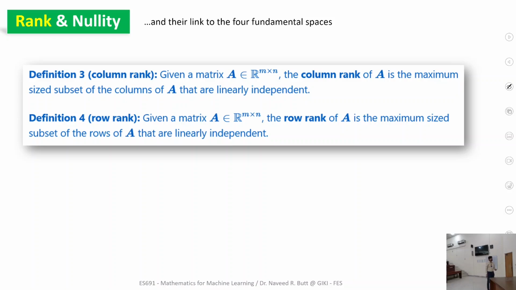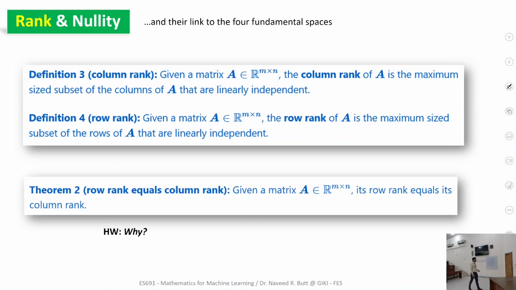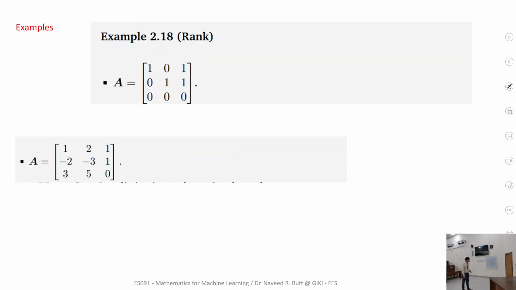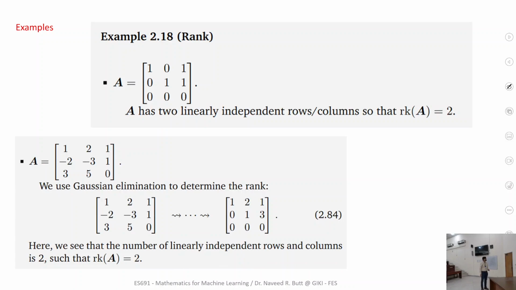The column rank of A is the maximum sized subset of columns of A that are linearly independent. Yeah, so you know the row rank similarly. Now this is interesting, you will have to find it on your own. The row rank is always equal to column rank. Okay. So examples of rank here. First one, its rank is 2. The second one is also rank is 2.